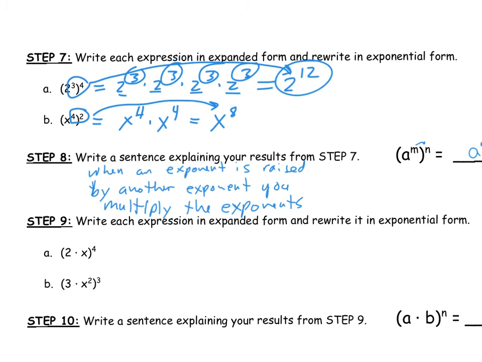So just do another example here. Let's go w squared to the 7th power. Well, power to a power, an exponent raised by another exponent. You multiply it. 2 times 7 is 14, so this is w to the 14th power.